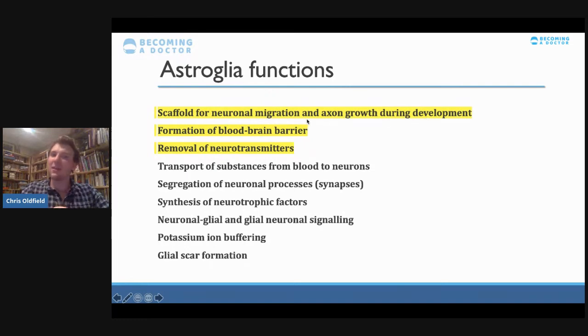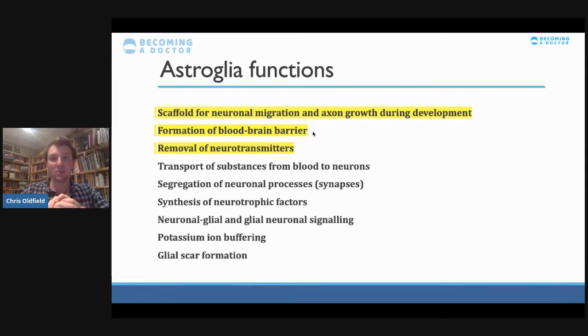What I think is probably the main function is the formation of the blood-brain barrier. So you will have heard of the blood-brain barrier. And the point of this is that you don't want damaging substances getting to your brain. If you have high levels of toxic substances in your peripheries, it's obviously bad for you. But if you allow that to enter your brain, that could be deadly. So you want to really tightly restrict what's able to get from your blood into your brain. And there's two ways that this is mainly done.